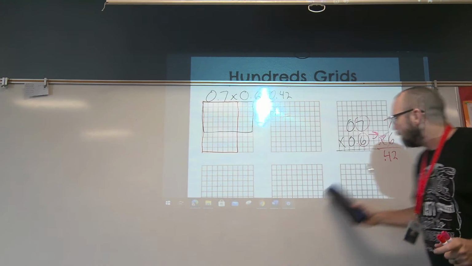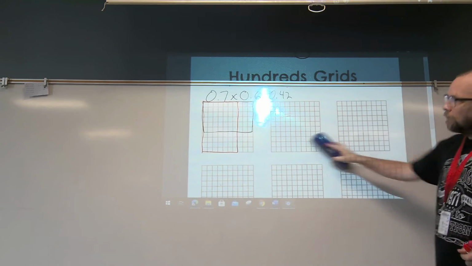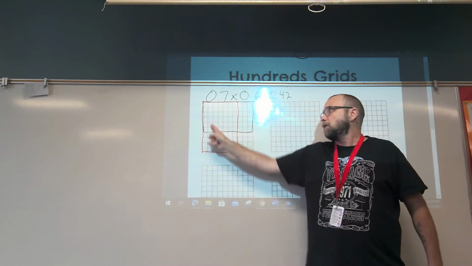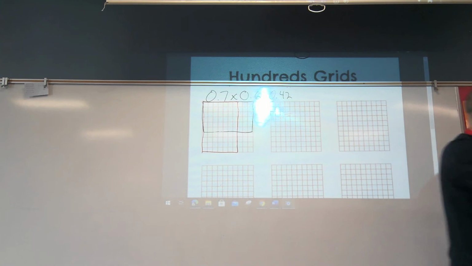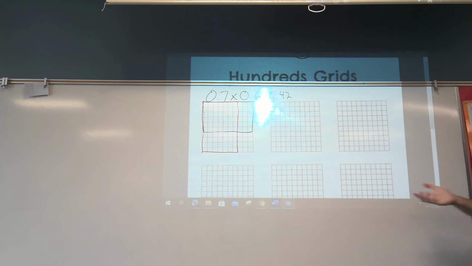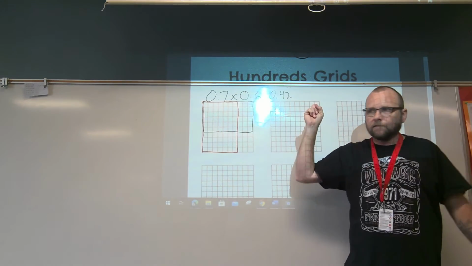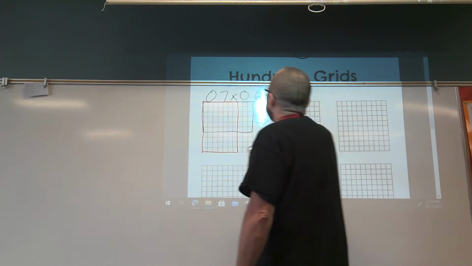But the key is to recognize that they're going to give you a picture like this, but it would be shaded a little bit, and you'd still be able to see this even though it's shaded in both colors, and that would be your answer. But it's always tenths times tenths equals hundredths. Let's look at a couple more.